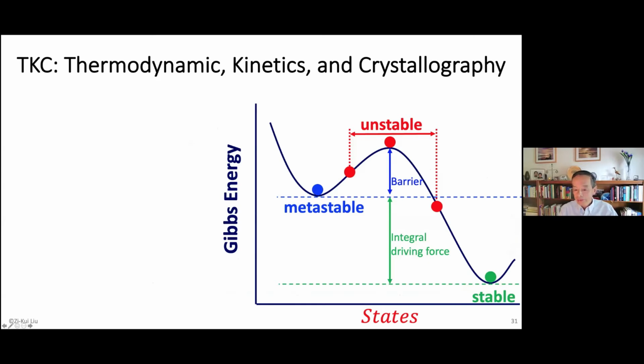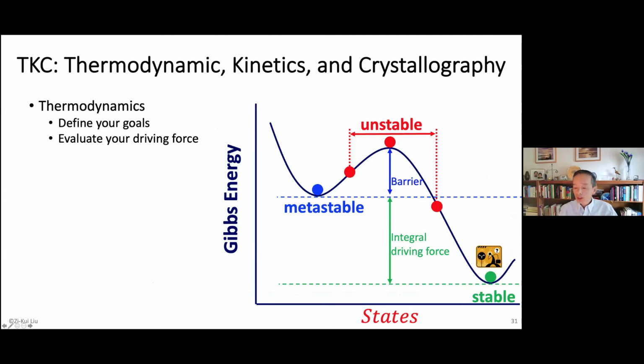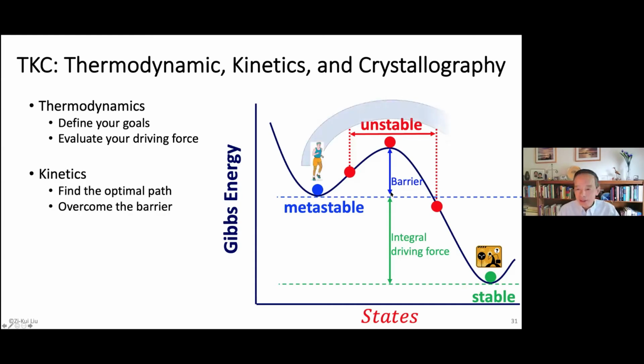Where you are now, where you will be in the future. You define your goals. You evaluate the driving force. But then you look at the energy curve, right? You have the barrier here. Also, it's metastable, it has to become unstable. Unstable is not good, right? Unstable makes you crazy, makes you feel, gee, I'm stressed. But you have to overcome it.